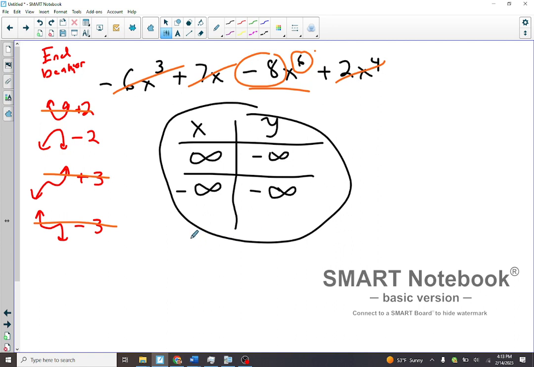What if it was for the cotangent one? This one? This one would be as x goes to infinity, so right, y is going up, so positive infinity, and as x goes to negative infinity, to the left, that'd be negative infinity.